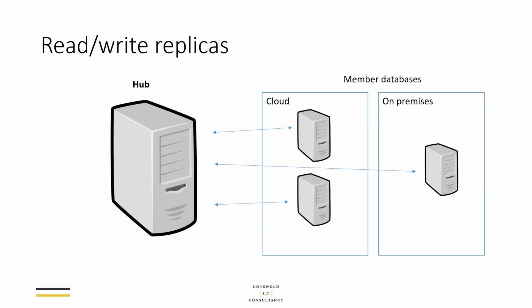So this allows changes made to one of the member databases to be reflected back up into the hub, and then for the hub to reflect those down to the other machines. You can also choose a subset of data, so you don't have to synchronize everything in the database. You could say, well, there's just one table that I want to synchronize, and everything else can just have a local copy, so you could do that as well.